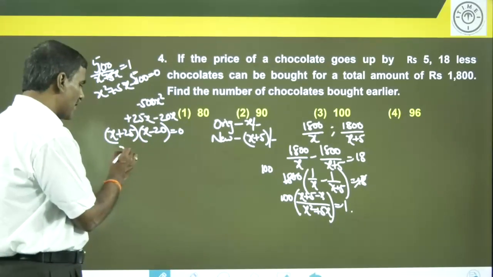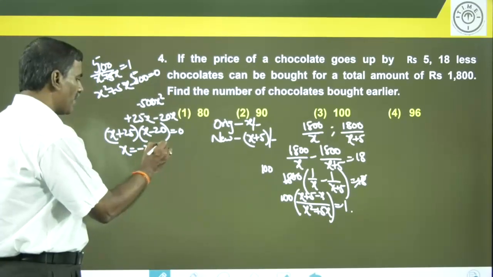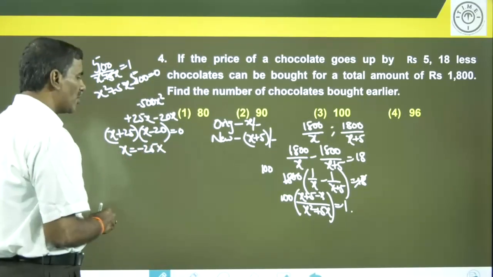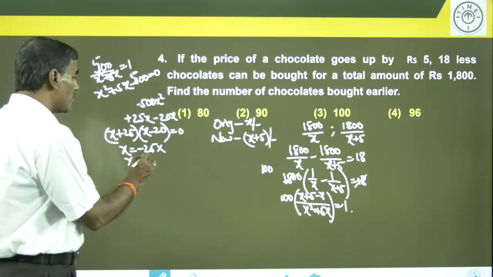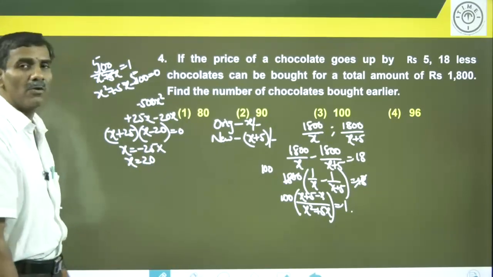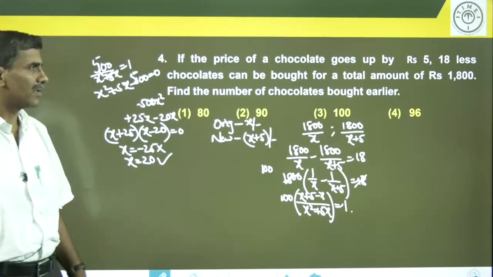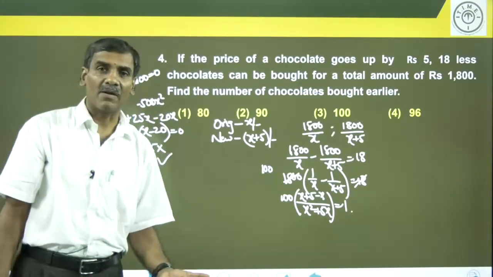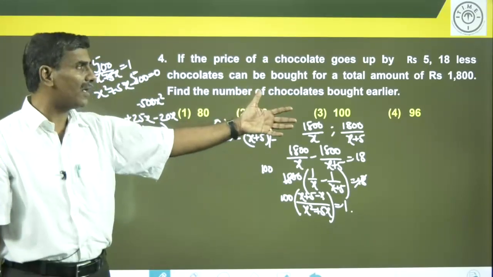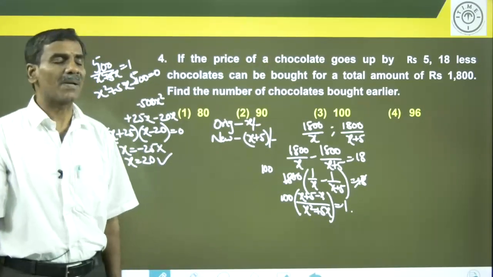If the first number is 0, x is minus 25, but the price cannot be negative. So that means this is not the valid result. So valid result should be x minus 20 is 0. That means x is equal to 20. That means the original price is 20 rupees. But the question is not dealing with that one. How many chocolates can be bought earlier? That means when the original price we are considering.